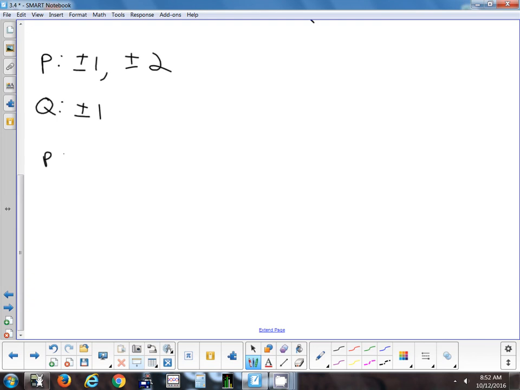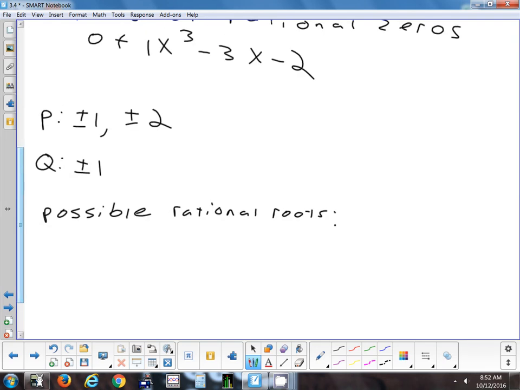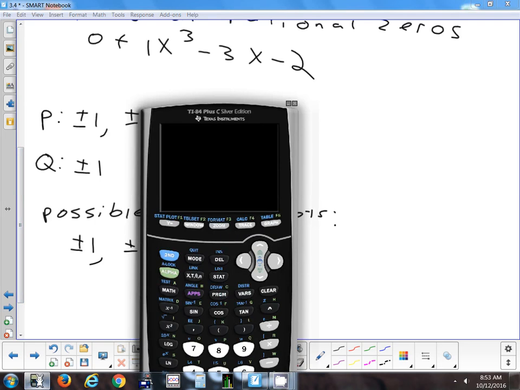Okay, so I'm just going to make a list of possible rational roots. Okay, I could have 1 over what? Yeah, you could have 1 over 1. All right, that's it. And what else could you have? 2 over 1. So there's only 4 possibilities for rational roots here. Positive, negative 1, positive or negative 2. If there's a rational root, I guarantee you it's crossing the x-axis at one of those 4 numbers.